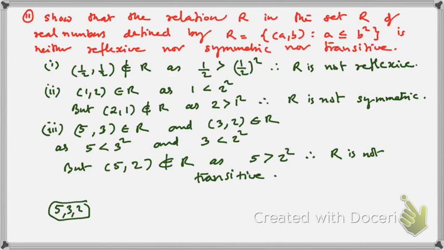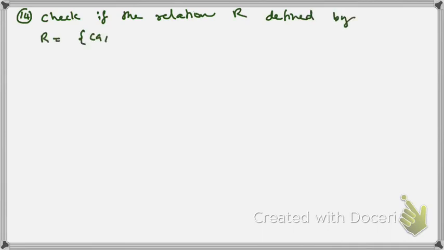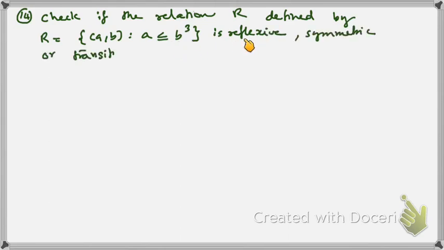We have an exactly similar question, but the relation is defined slightly differently here. Instead of a less than or equal to b squared, now I have a less than or equal to b cubed. And I'm asked to check if it is reflexive, symmetric, or transitive. You should remember that it is actually not reflexive, not symmetric, and not transitive. That's why we pick up counterexamples.